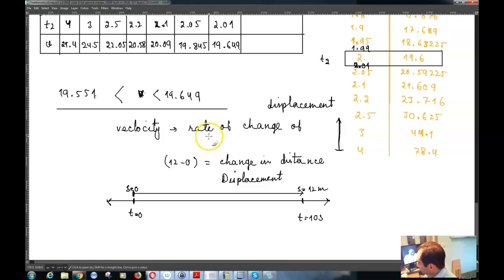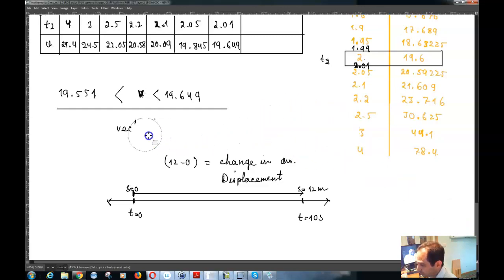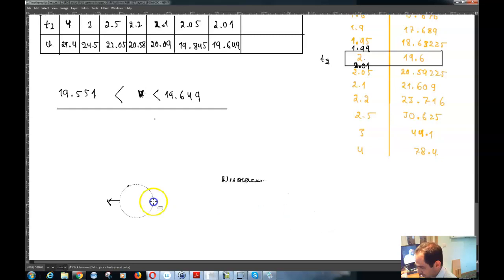Hence, what we have accomplished is the following. From the given data of distance covered at various time instants, we have estimated the rate of change of the distance at a given instant of time. This is very, very important. Please pay attention to this point.